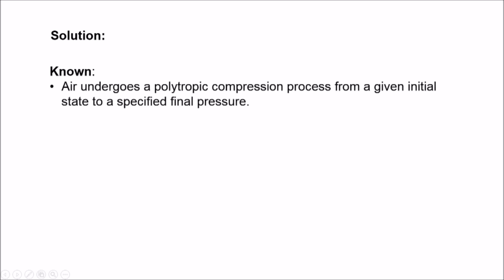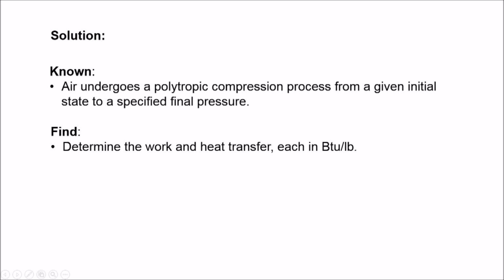Let's start to develop the solution. The first thing to do in any problem solution is to summarize what is known. This is essentially the same information we highlighted in red in our critical read of the problem statement, presented here in a bulleted list format. Air undergoes a polytropic compression process from an initial state to a specified final pressure. The next thing to do is to summarize what we have to find. This is again the same information we highlighted in green, presented again as in the bulleted list. Determine the work and the heat transfer, each in BTU per pound.